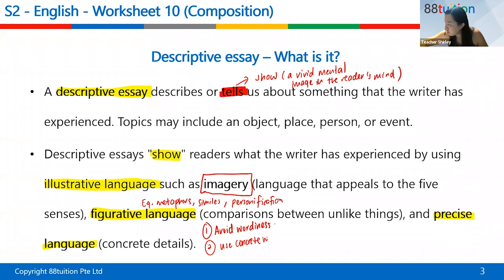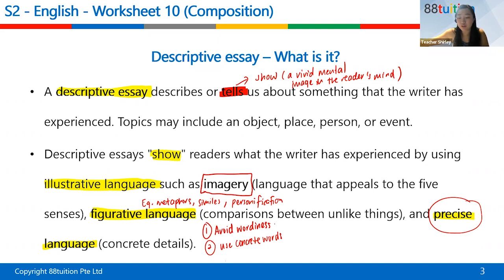Okay, to use concrete words. So what do we mean by using concrete words? As much as I say you avoid wordiness, it doesn't mean you cut everything short. Sometimes it's good to write more, but writing more must have a purpose. You want to be concrete in your descriptions. You want to use precise words. Again, it boils down to using precise words. You want to use precise words to create a vivid picture, right?